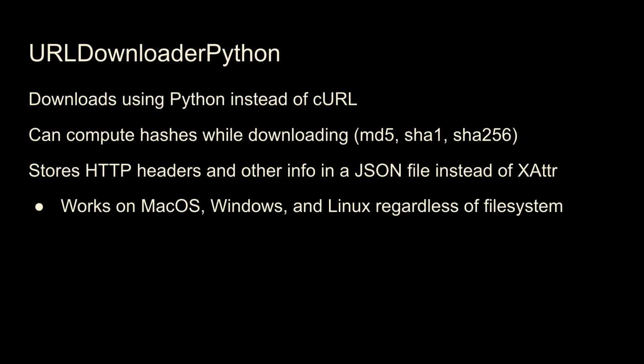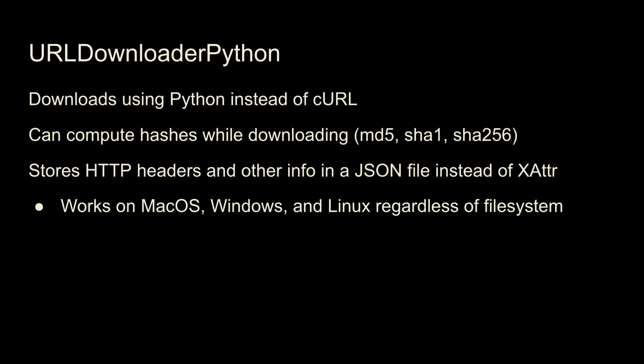So this is kind of the key. And you're going to see me use this everywhere. It's mostly a drop-in replacement for URL Downloader. It does actually store the file system attributes as well as creating the JSON file. So you can use this even on things that rely on the file system attributes on Mac OS. It'll still work, which is great.